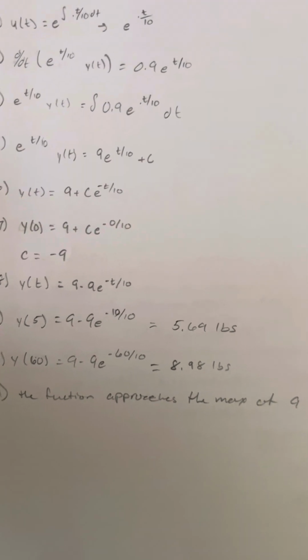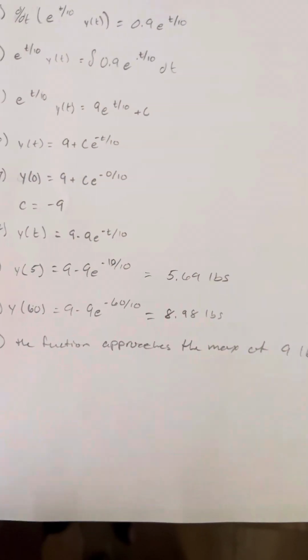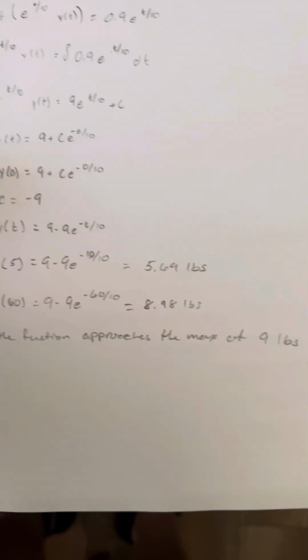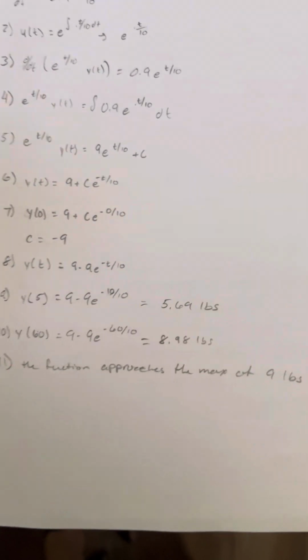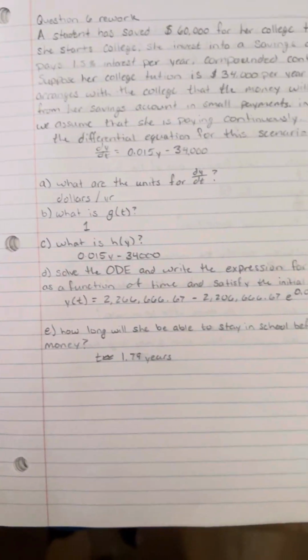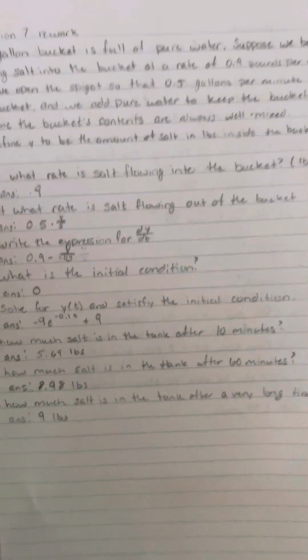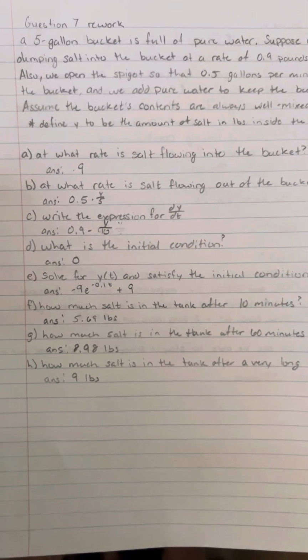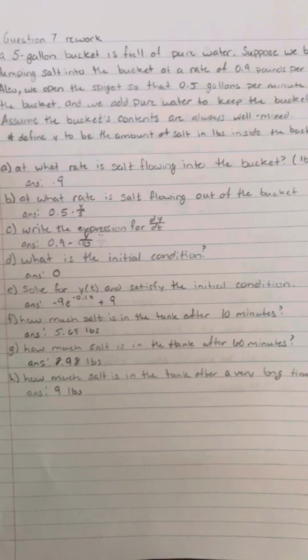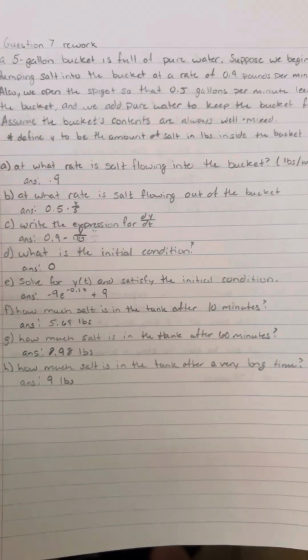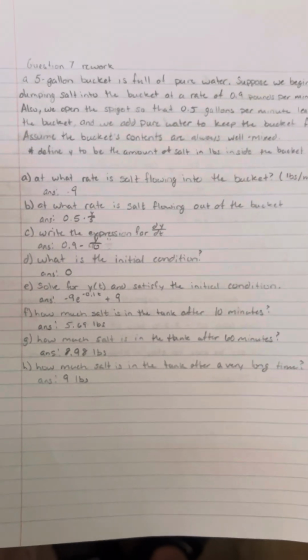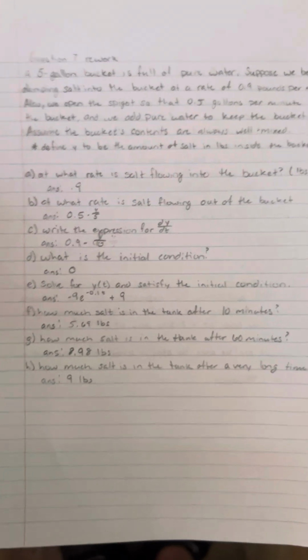So for our last parts, we are asked for what the pounds are at 10 minutes, 60 minutes, and as it approaches a long time. So if you plug the function into Desmos, and we find x at 10, we find a y of 5.69 pounds. If we go to 60, we find 8.98, and this function is approaching 9 pounds over a long period of time.